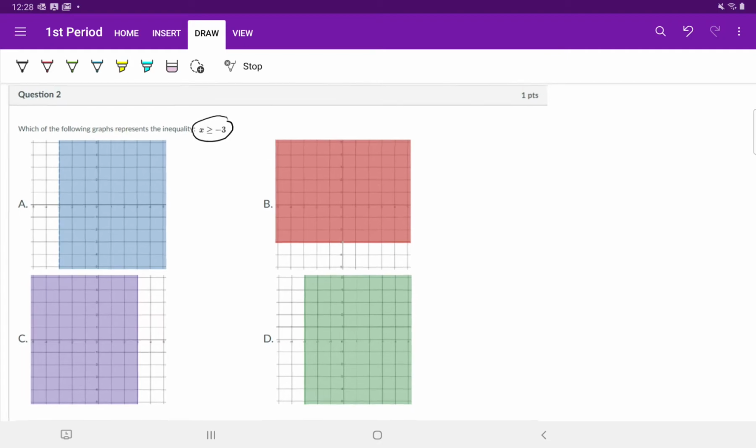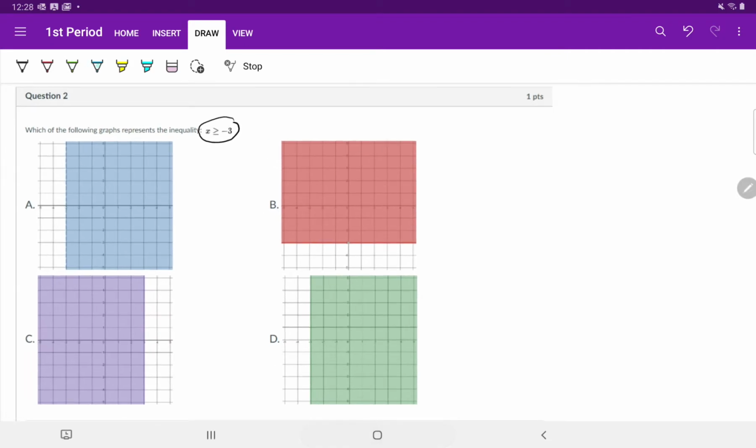Now we need to figure out which one of the 4 options is correct. So we've got 4 graphs here. Notice that part A goes through the correct point. It's a vertical line that goes through -3, but it's dotted. So this actually is not going to be our answer because our graph had a solid line. B is not a vertical line. This goes through Y is -3, not X is -3. So this is definitely wrong.